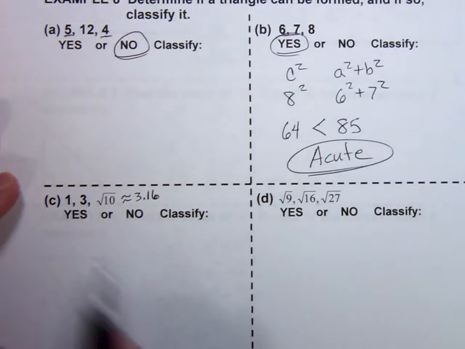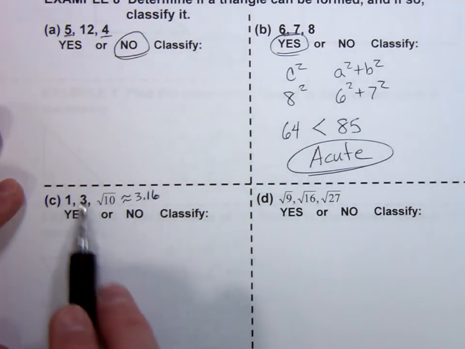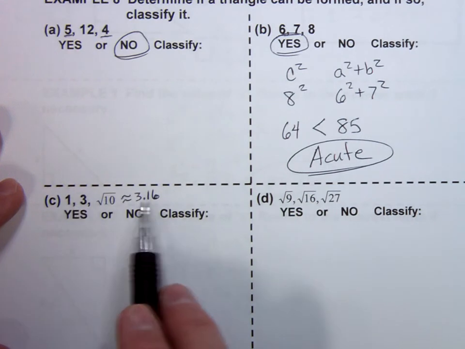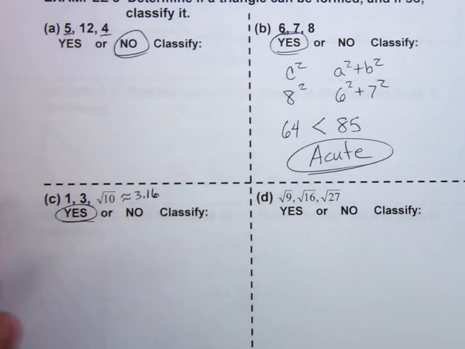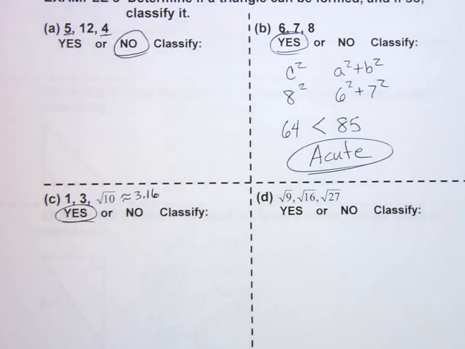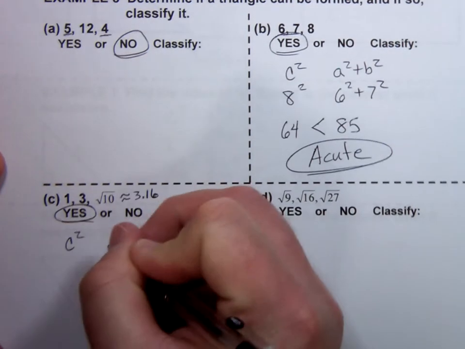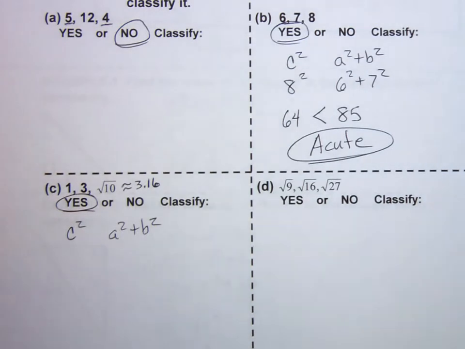Now if I add 1 and 3 together, that's a total of 4. Is that sum of the two shortest greater than the longest? Yes, 4 is bigger than approximately 3.16. So we can make a triangle. Sum of the two shortest is greater than the longest. Now we want to check out what c squared is and check out what a squared plus b squared is and compare the two. Remember, the longest side always goes in for c.